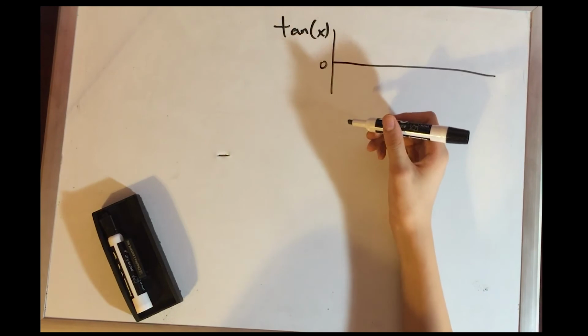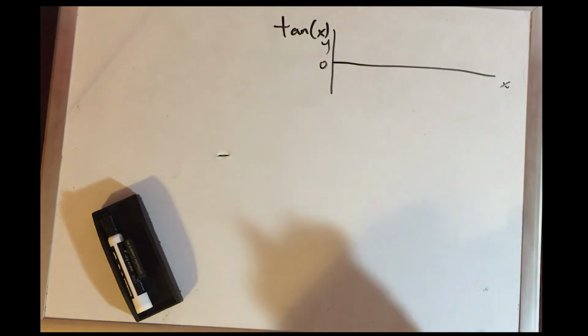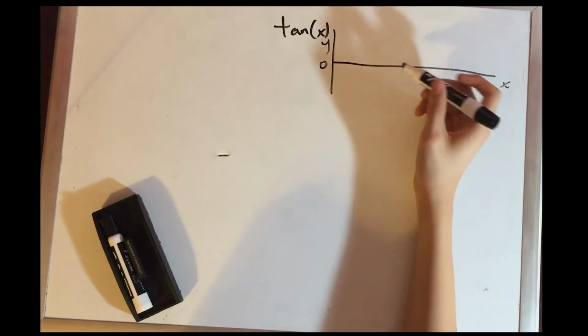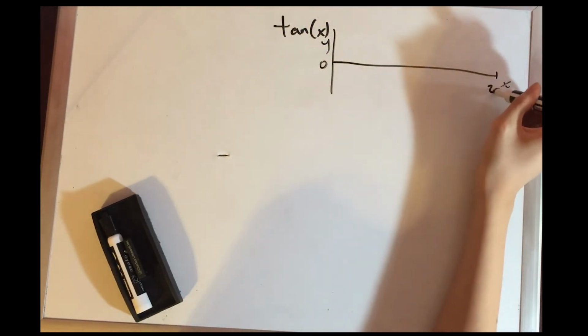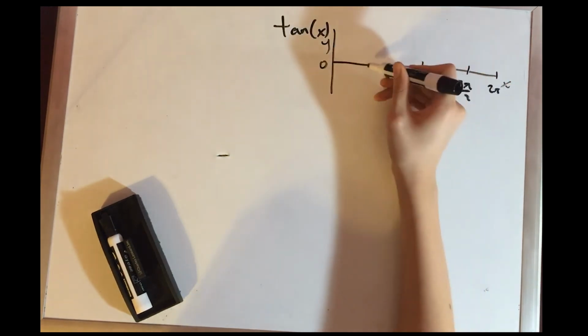Here's y equals 0. This is my y-axis. This is my x-axis. And we're only graphing 0 to 2 pi. So here's 2 pi. Here's pi. Here's 3 pi over 2. And here's pi over 2.